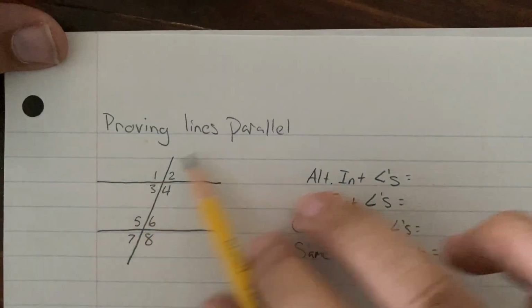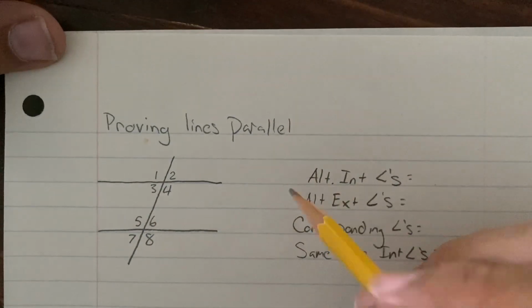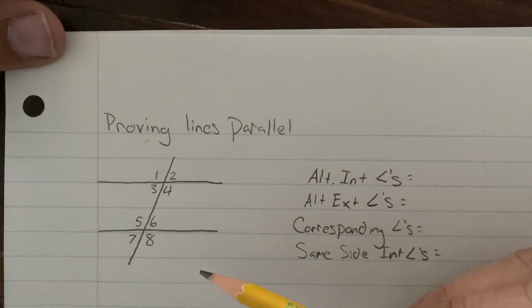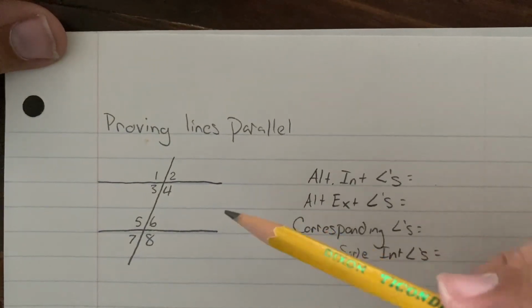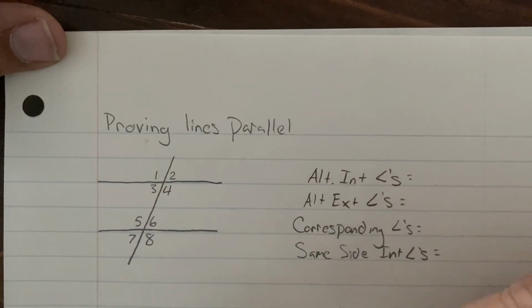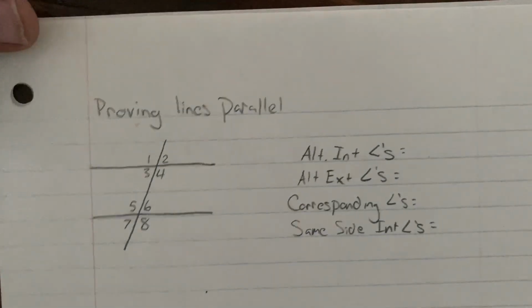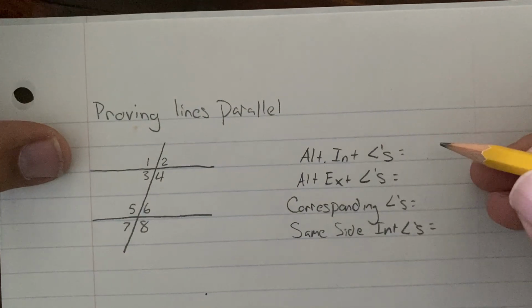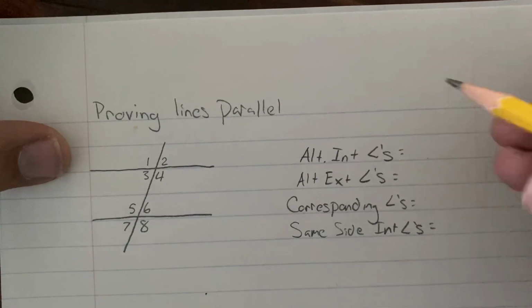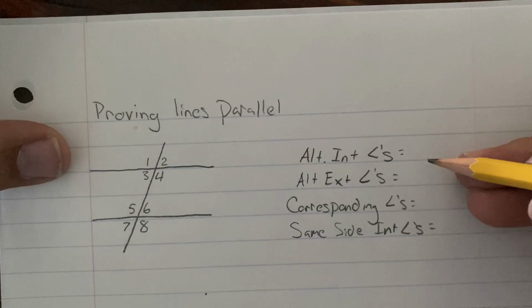So, proving lines are parallel. This is the opposite of the other one. Before, we told you the lines were parallel, and what does that mean? The converse of that means that to prove something's parallel, it has to meet one of those requirements. The first requirement that would prove that things are parallel would be the alternating interior angles are congruent.